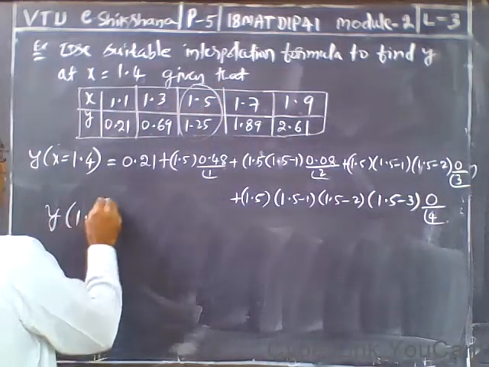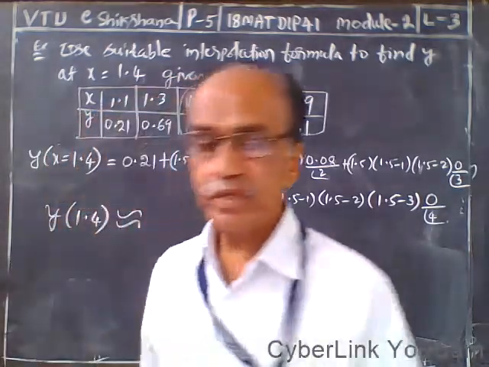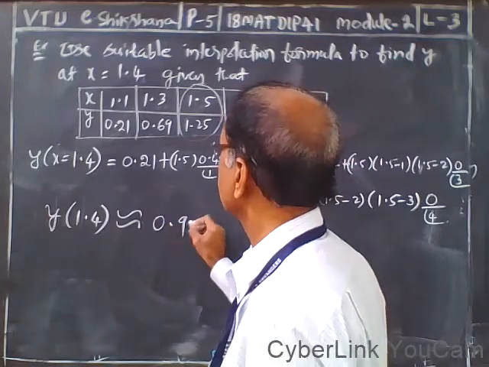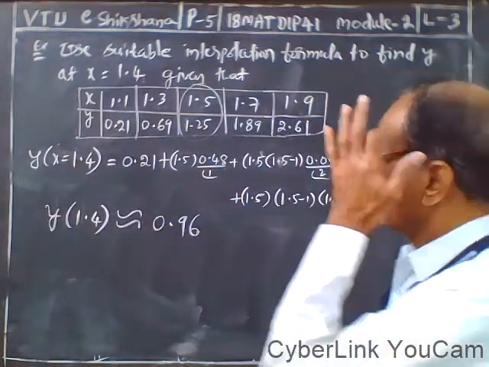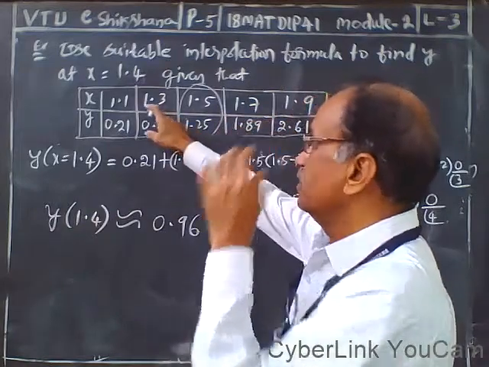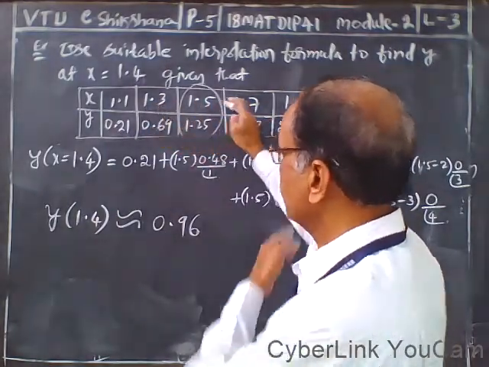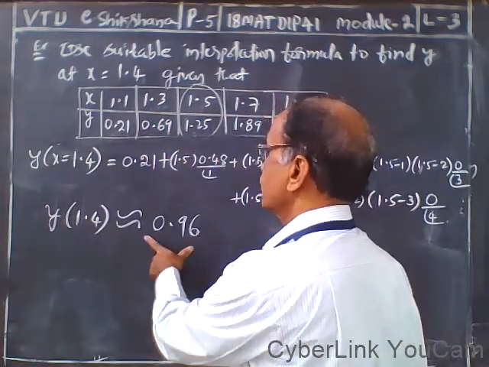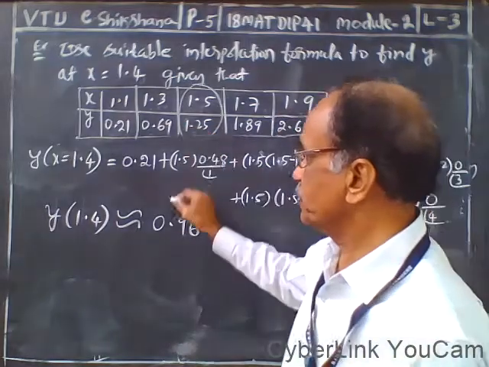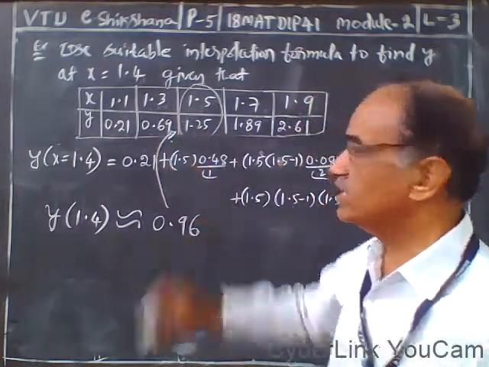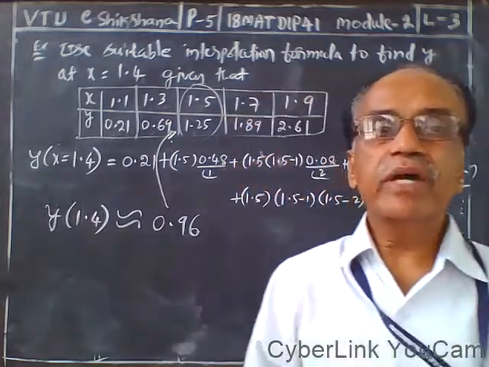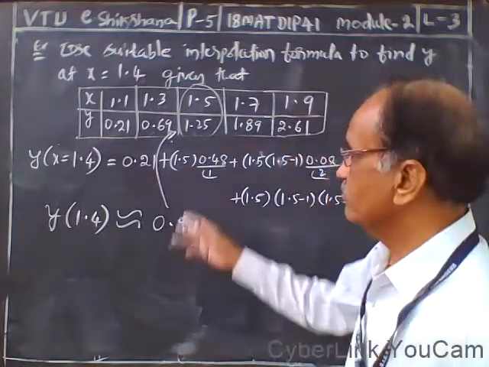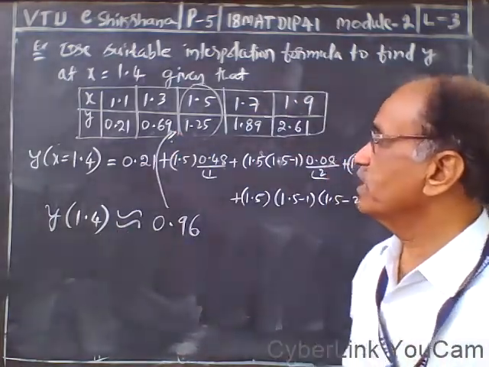Therefore, y at 1.4 is approximately equal to 0.96. That 1.4 comes in between 1.3 and 1.5. Here 0.69 and 1.25, and you are getting this value as 0.96, which can be accepted in between these two values. Since the values of y also appear in increasing order, we can expect that value to appear in between those values.